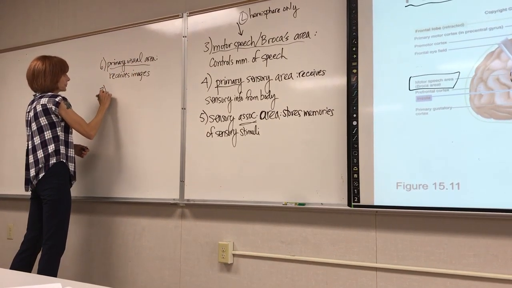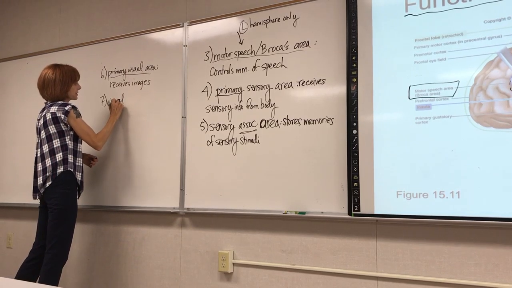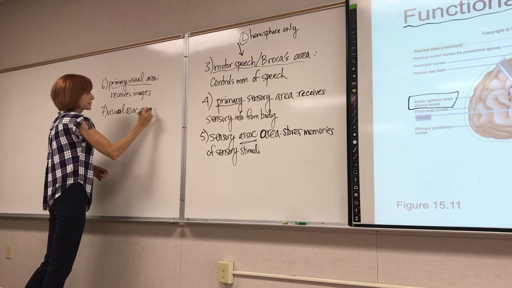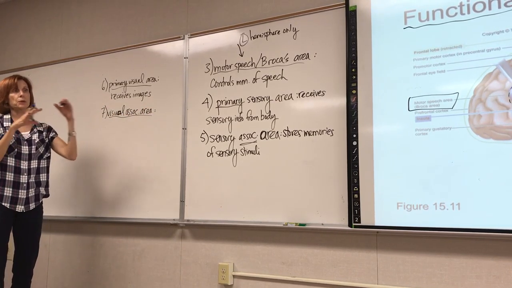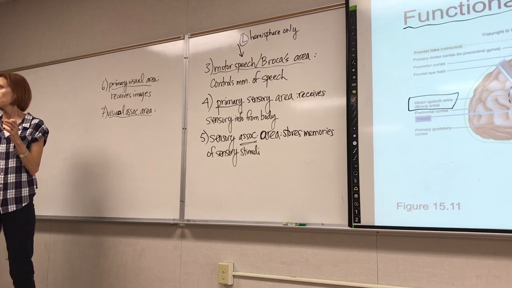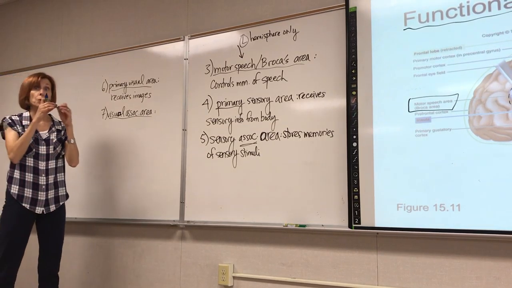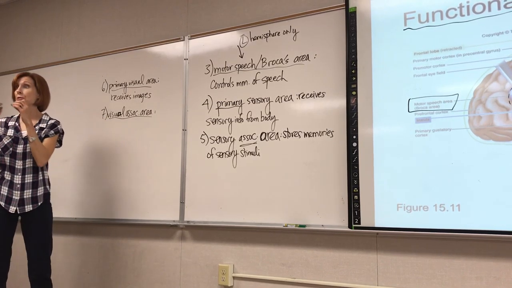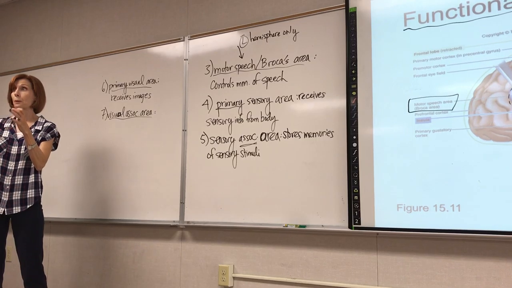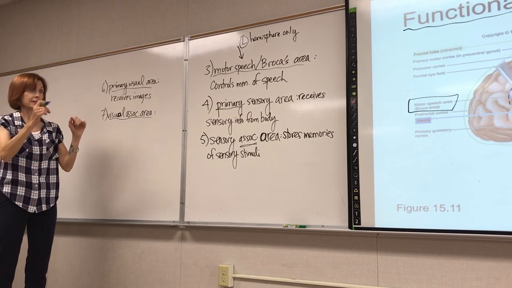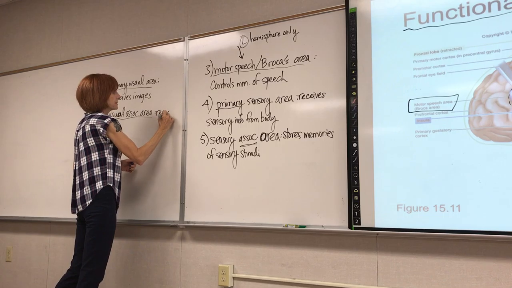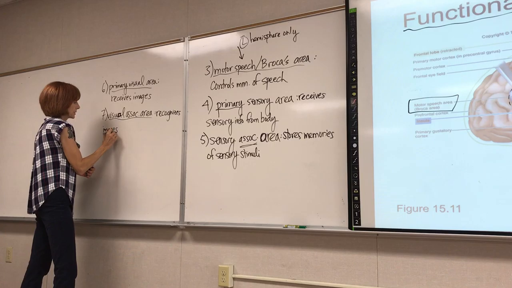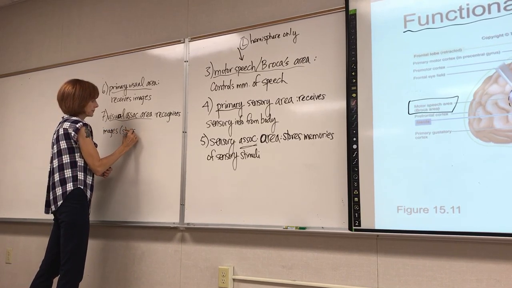Sends them on to the visual association area. This area is very interesting because, like the rest of the cortex, it's highly organized so that different types of images are stored in different areas. We have an area just for faces, and an area just for places we've been or objects. So this recognizes the visual images because we store memories here.